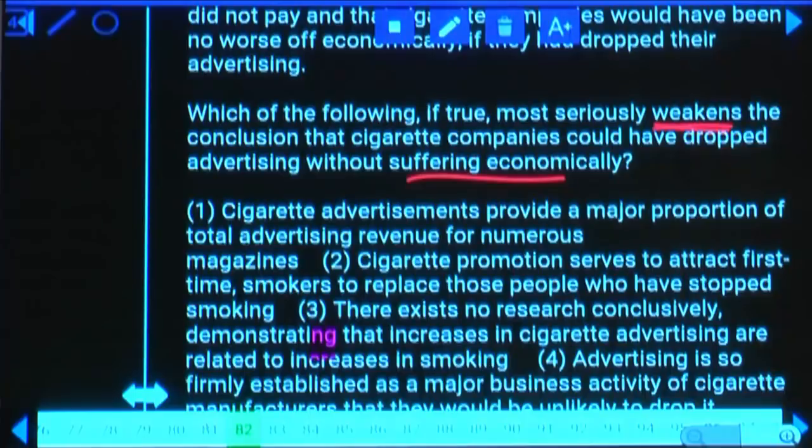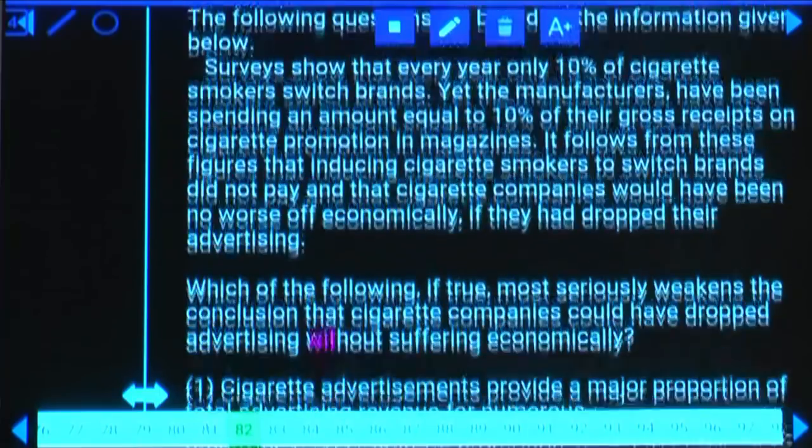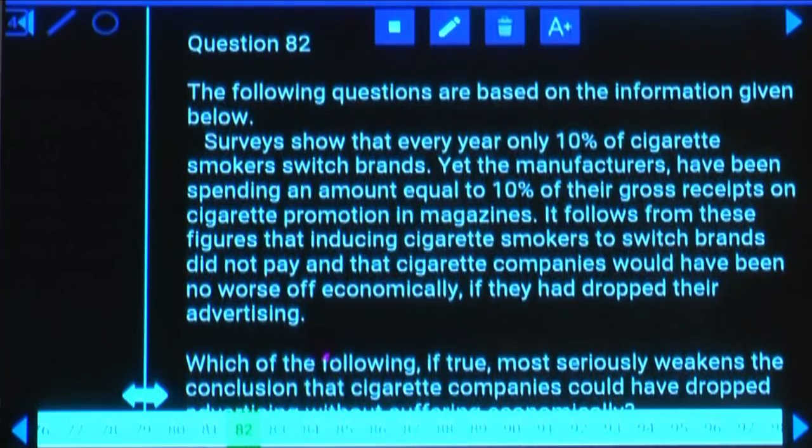ఇప్పుడు ఏమంటారు చెప్పండి. Now, two conclusions I have discussed. What are those two conclusions? అందుకే మనం చదివినప్పుడే అండర్లైన్ చేసుకోవాలి. Therefore, it follows means from that he is concluding. How many conclusions are there in this? There are two conclusions. What are those two? The first one is inducing cigarette smokers, that is the first conclusion, and the second one would have been no worse off economically. Now here he is talking about the second conclusion.